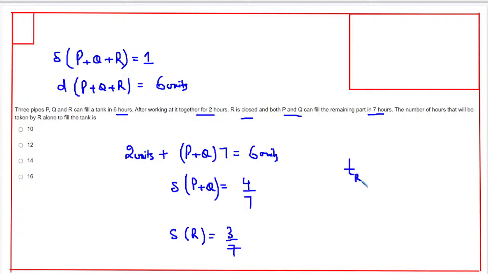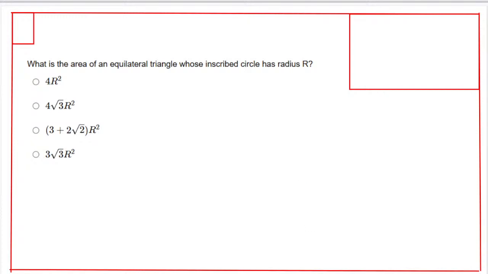Number of hours by R: this work 6 over 3 by 7. 2 into 7 is 14 hours. Easy question on time and work. Moving to the next one.